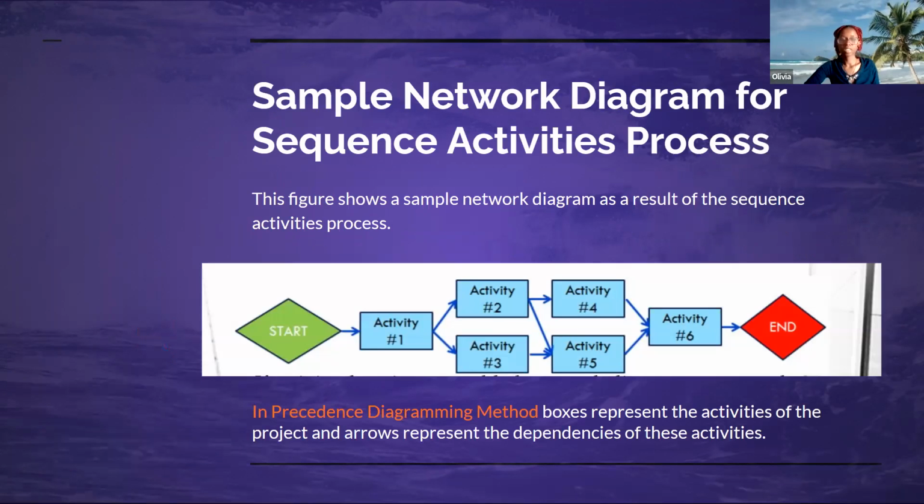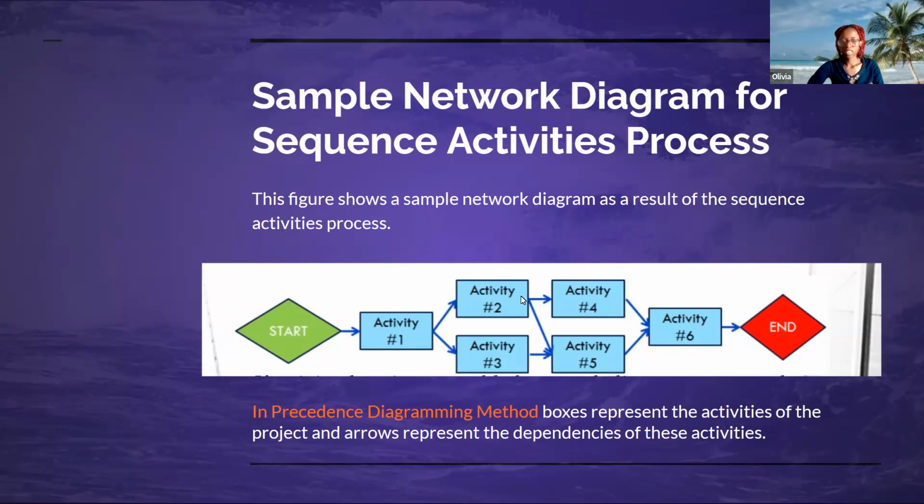So what you can see on my screen is just a sample diagram of a network. So you have the start, you have the arrows, you have the activity. These boxes you see here just represent the activities of the project, and the arrows represent the dependencies of these activities. What I mean by dependencies are simply things that would not work without the other. So from what we have here, we can see that activity 1 would have to be completed before activity 2 and 3 start. That's what the arrow is just trying to say.